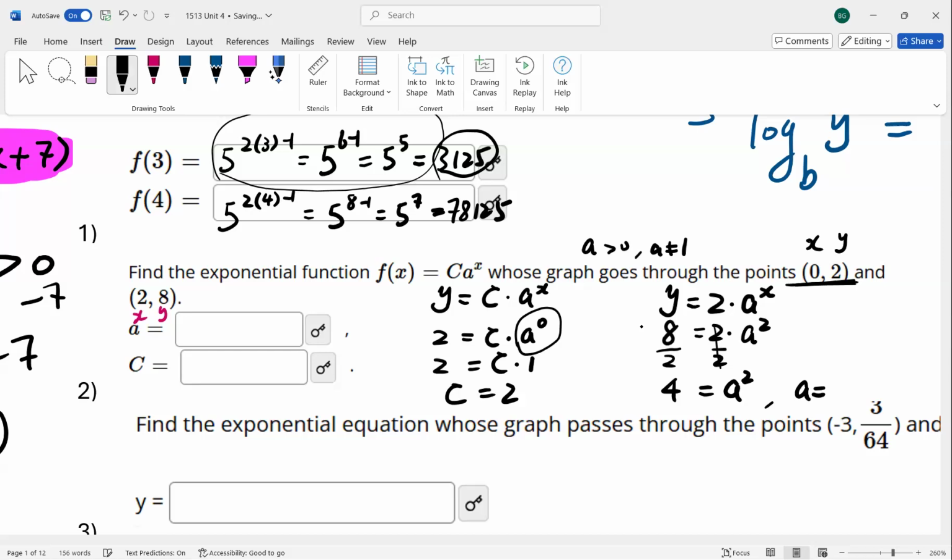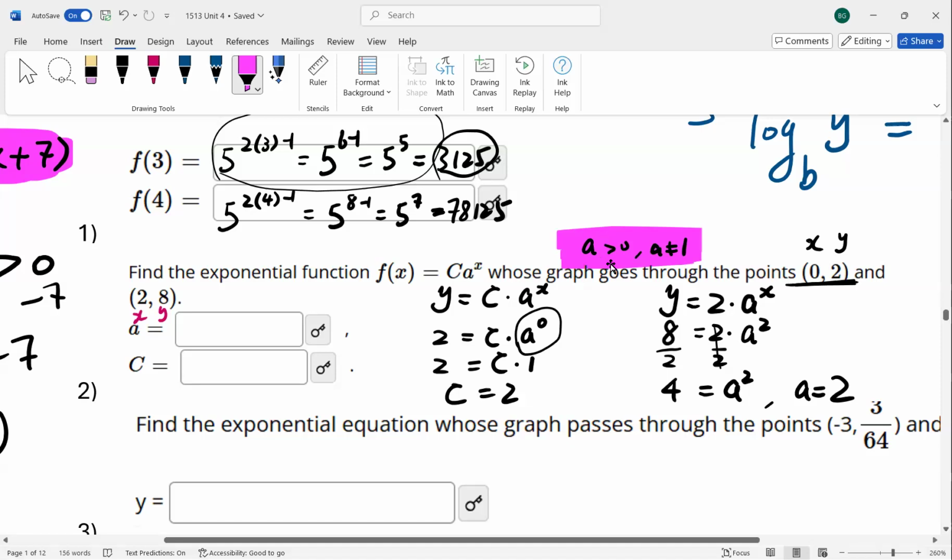2. Yeah, exactly. What about -2, guys? Can a be -2? No. You see, I just highlighted the condition for the base of an exponential function, the same as the base for a logarithmic function. The base has to be positive and not equal to 1. Even though -2 to the power of 2 is also equal to 4, since a is the base of the exponential function, it has to be positive 2. So we got it. a is 2, c is also 2.